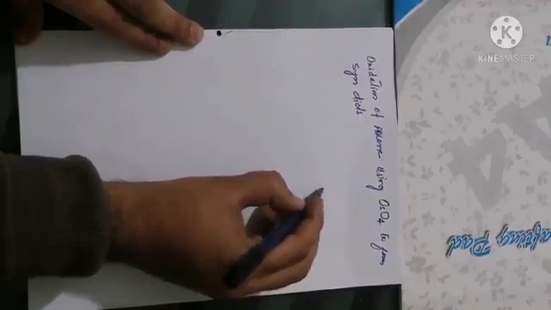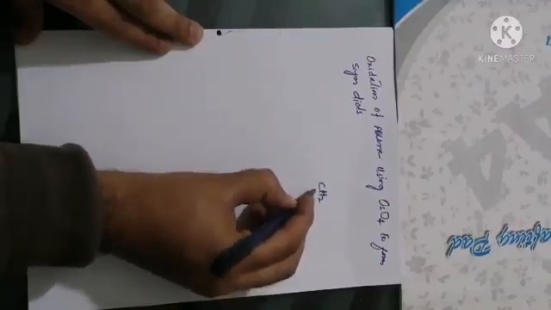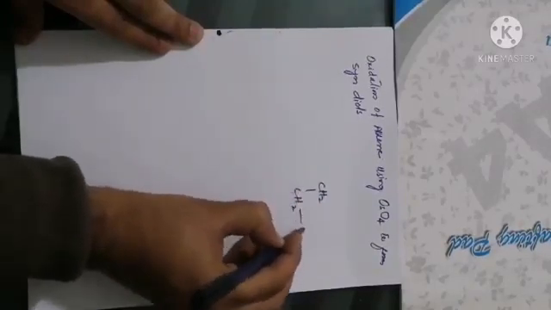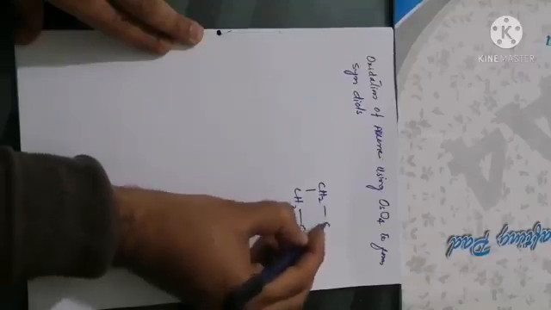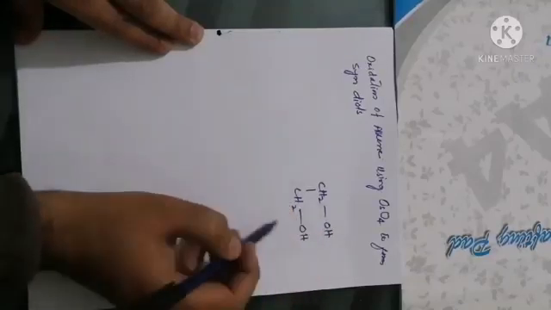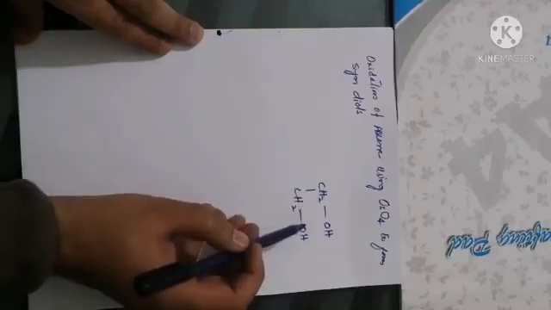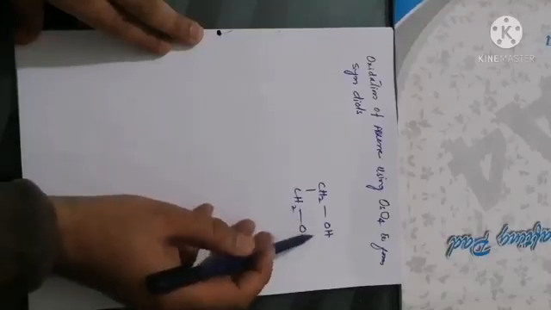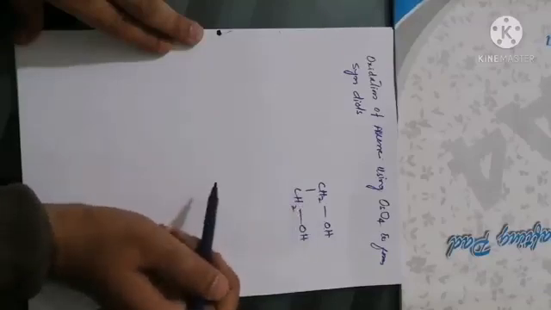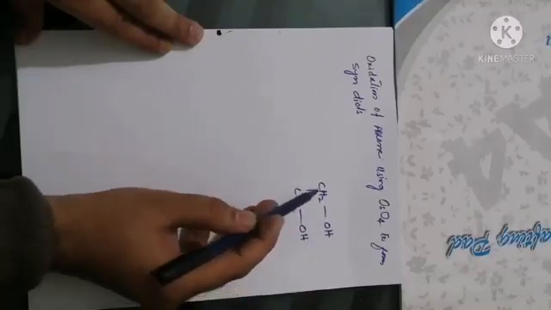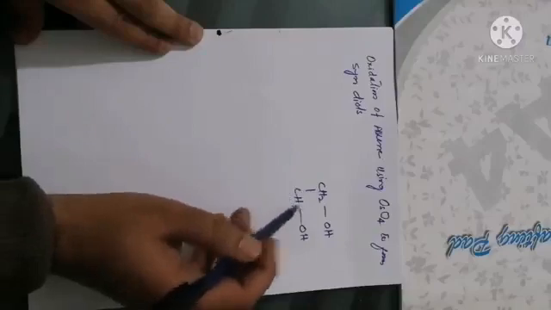What are syn-diols? Syn-diols are compounds having two hydroxyl groups on adjacent carbons. These two hydroxyl groups are vicinal to each other. They are on carbon atoms which are adjacent to each other.